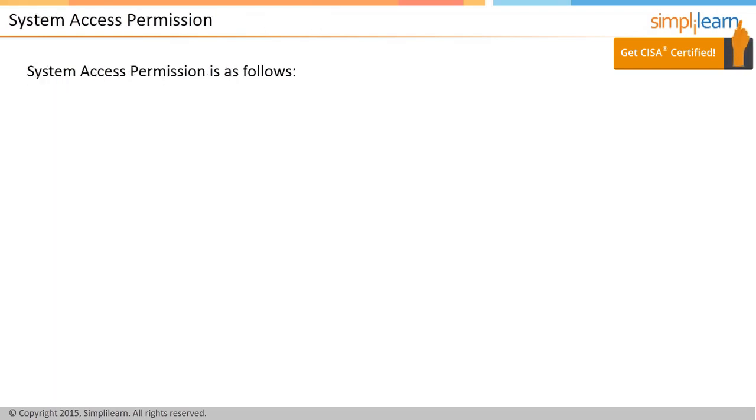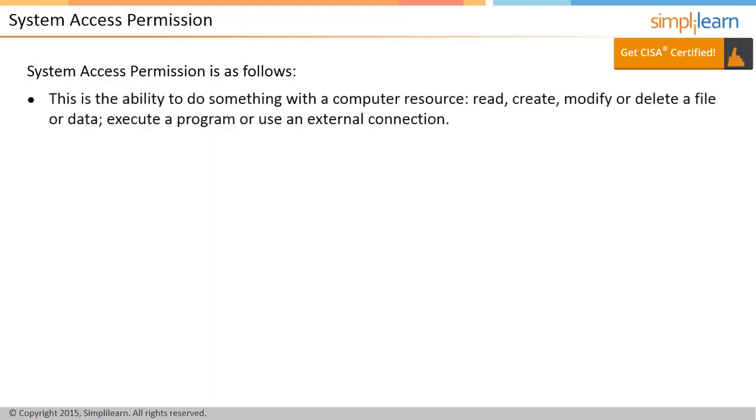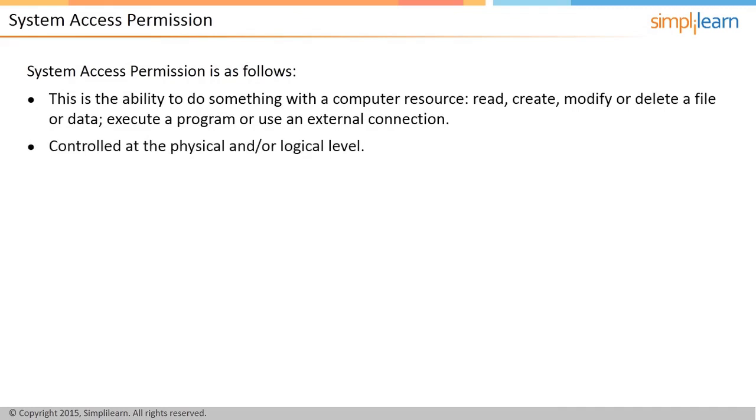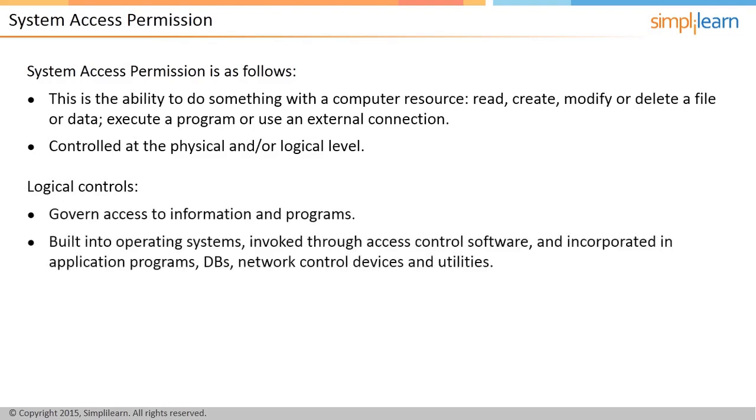System access permission is the ability to do something with a computer resource: read, create, modify, or delete a file or data, execute a program, or use an external connection. It is controlled at the physical and/or logical level. Logical controls govern access to information and programs. It is built into operating systems, invoked through access control software, and incorporated in application programs, DBs, network control devices, and utilities. Let us continue discussing system access permissions in the next screen.